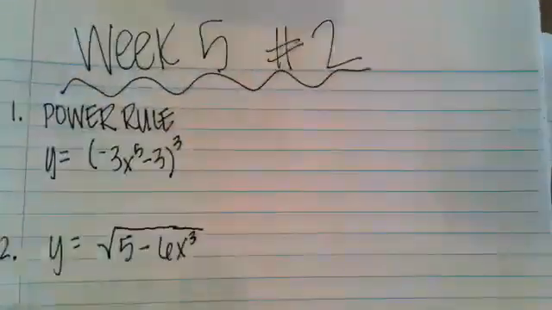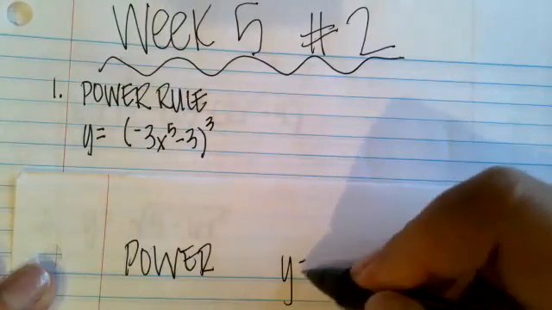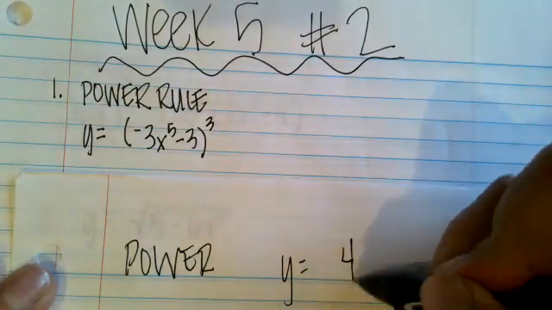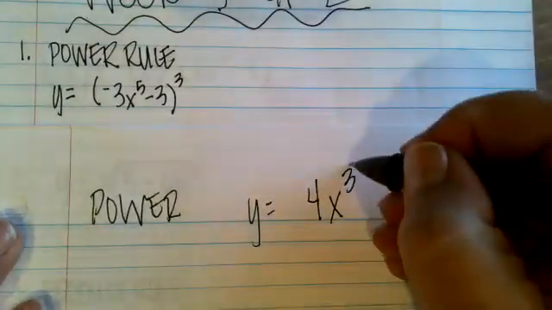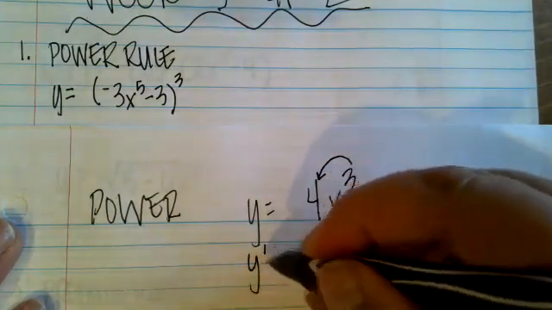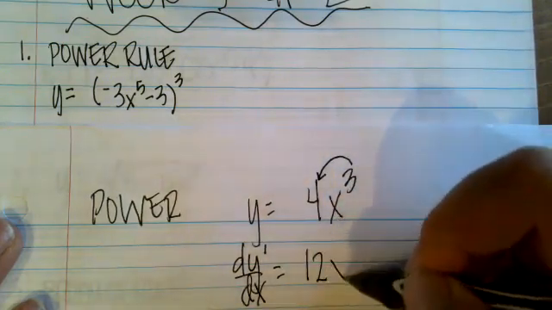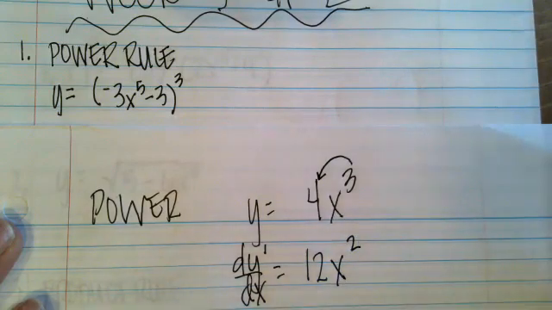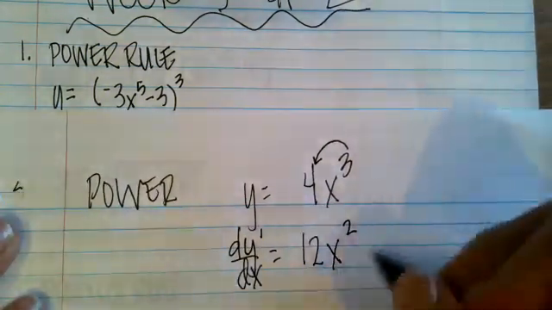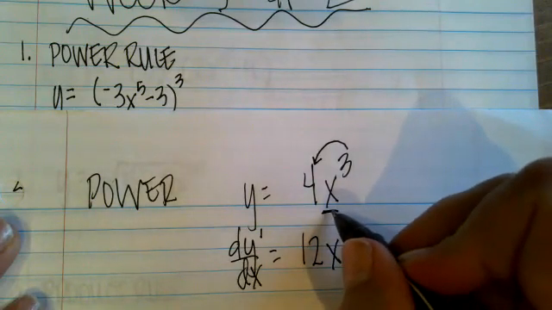Let me pull out a piece of paper here. Last week, when we learned the power rule, it would have been something like y equals 4x cubed, something very simple like that. We learned to bring the 3 down and multiply it by the coefficient. So to find this derivative, or dy dx, it would be just 12x, and we would reduce that exponent by 1. The reason the power rule last week was just that is because they always had something that had a derivative of 1.